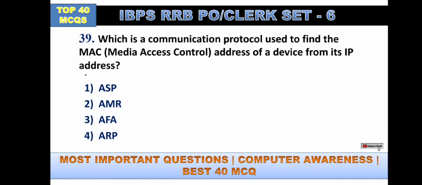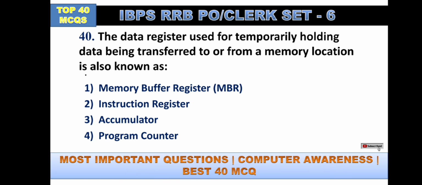Which is a communication protocol used to find the media access control address of a device from an IP address? So we use ARP request, address resolution protocol. ARP, address resolution protocol. The data register used for temporarily holding data being transferred to or from any memory location is known as memory buffer register.